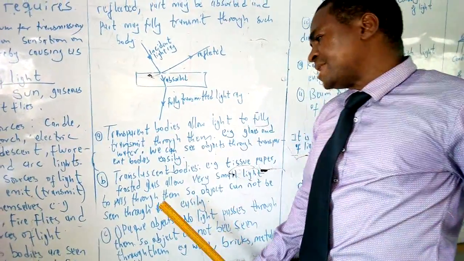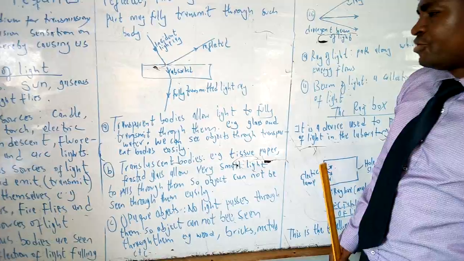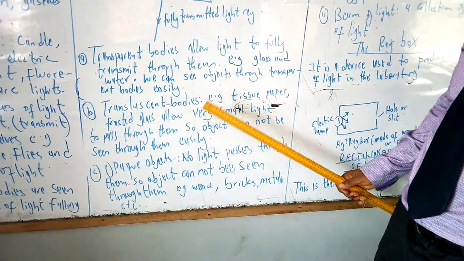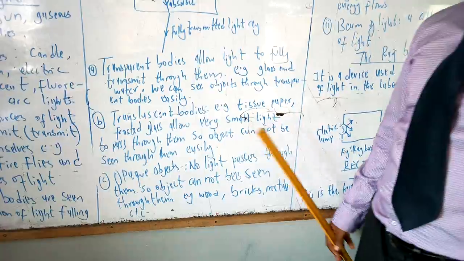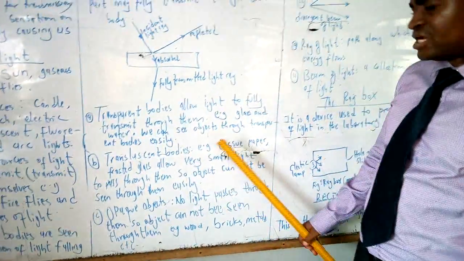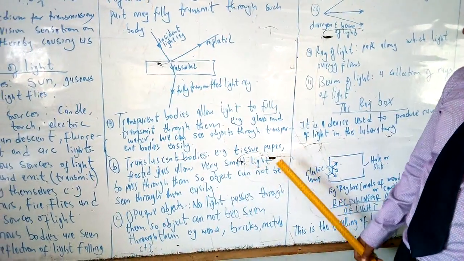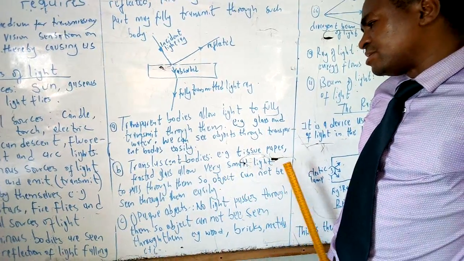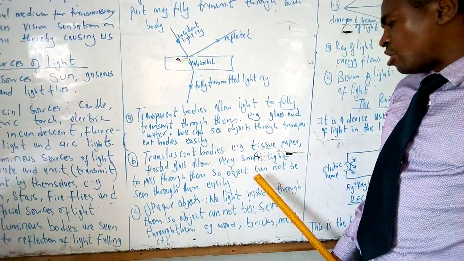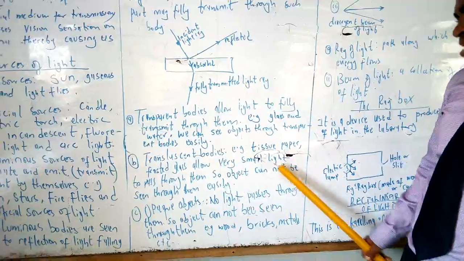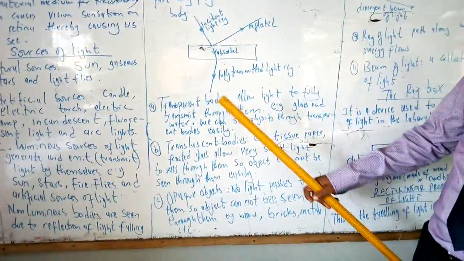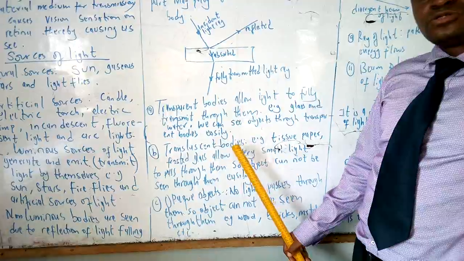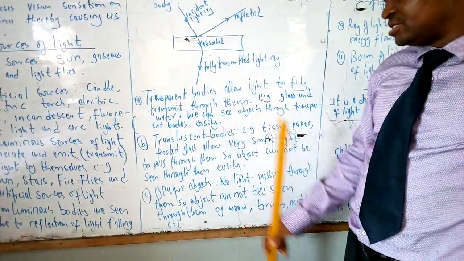Now, another category of bodies that light can fall on is called translucent bodies. Examples of translucent bodies include tissue paper and frosted glass, which allow very little light to pass through them. So objects cannot be seen through them easily. So while you can easily see through a transparent body, a translucent body will not allow you to see objects on the other side easily.